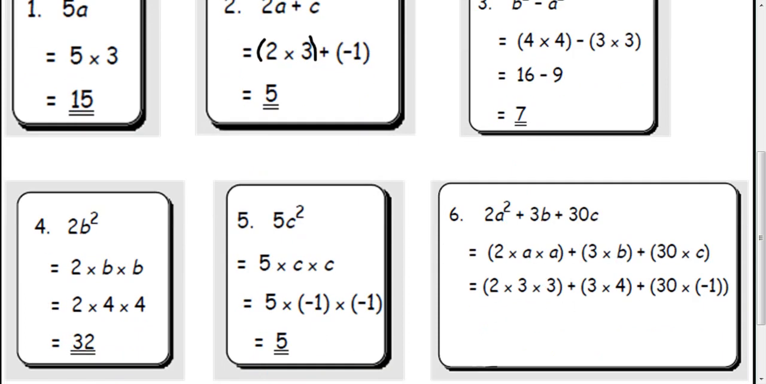Now I'm going to work out these bits individually, do the brackets first before adding. So 2 times 3 is 6, times 3 is 18, so that's going to come to 18, plus 3 times 4 is 12, and add on negative 30, which is just take away 30 really. Adding a negative is the same as subtracting. So 30 take away 30 is 0.